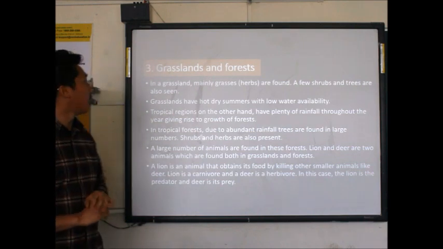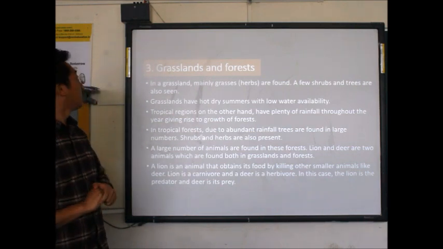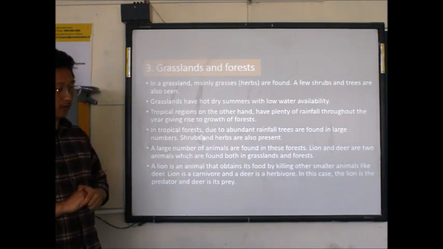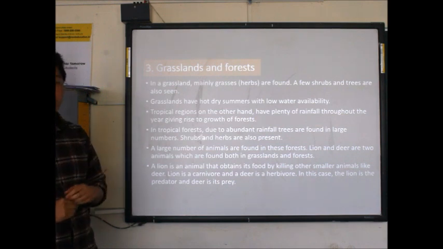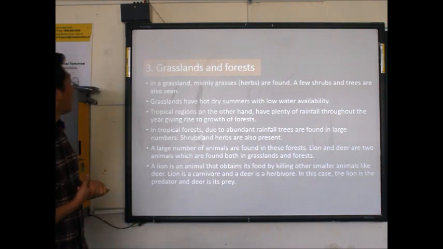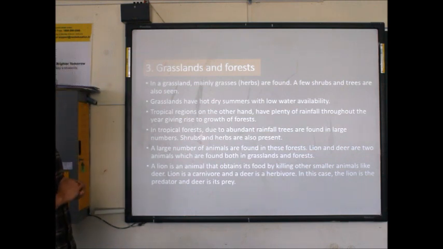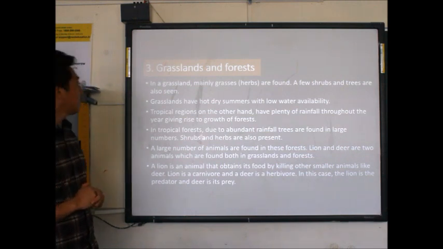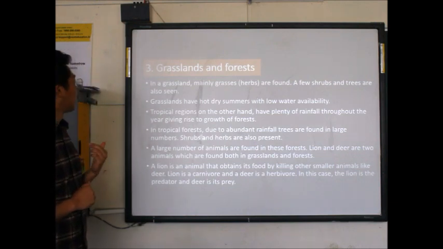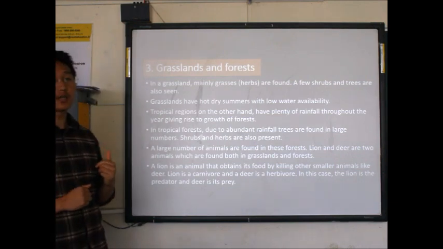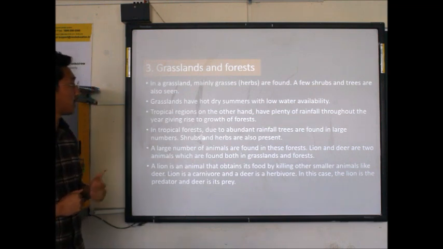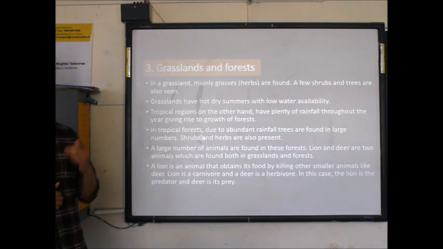Okay, the next habitat we'll cover is grassland and forest. We'll cover how plants and animals have adapted in the grassland and forest. In the grassland, mainly grasses and herbs are found. Very few shrubs and trees are also seen.